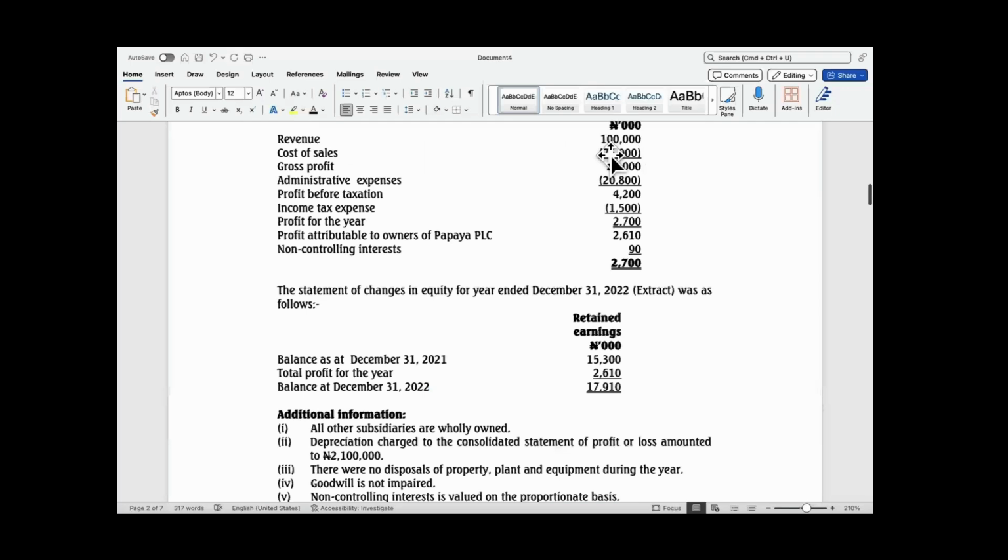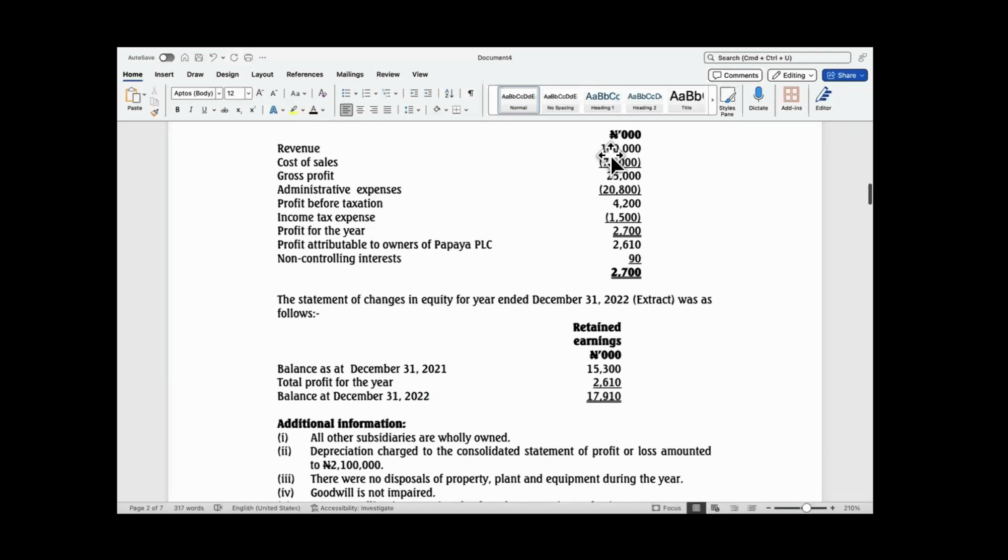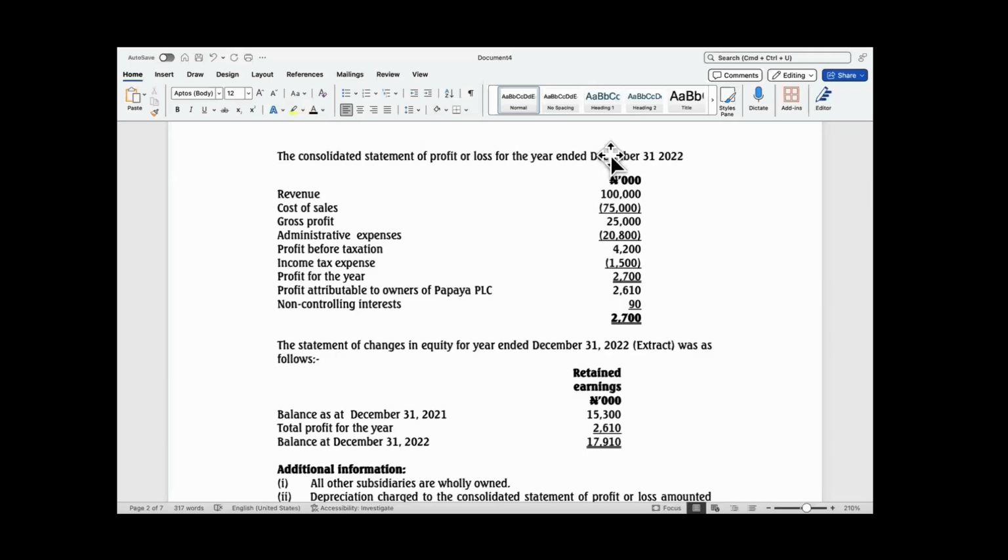So I need to adjust for non-cash items. If you look at this PBT, how did they get it? If I'm working back, first is my admin. I need to get the non-cash item in this admin and add it back.